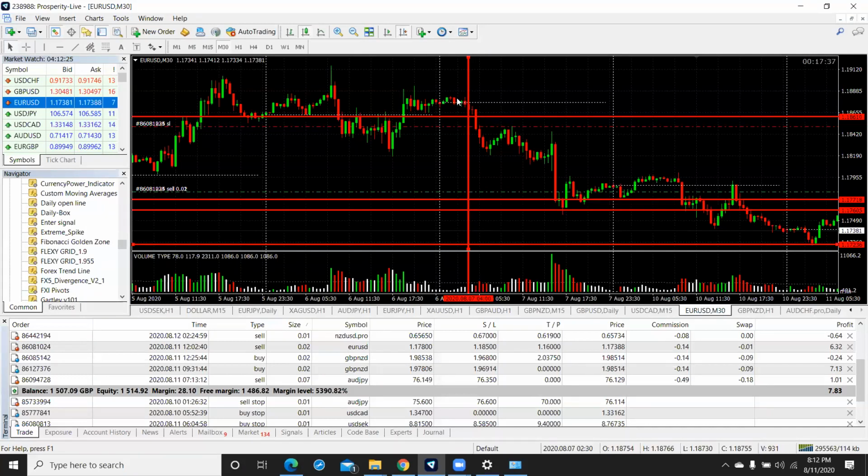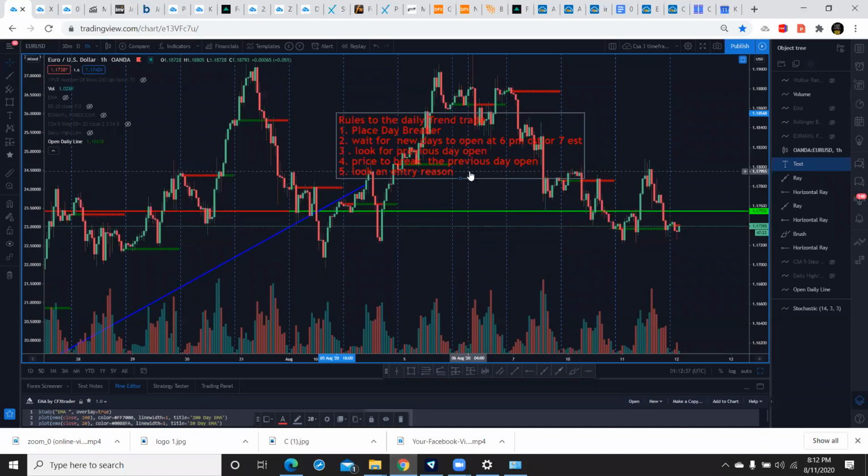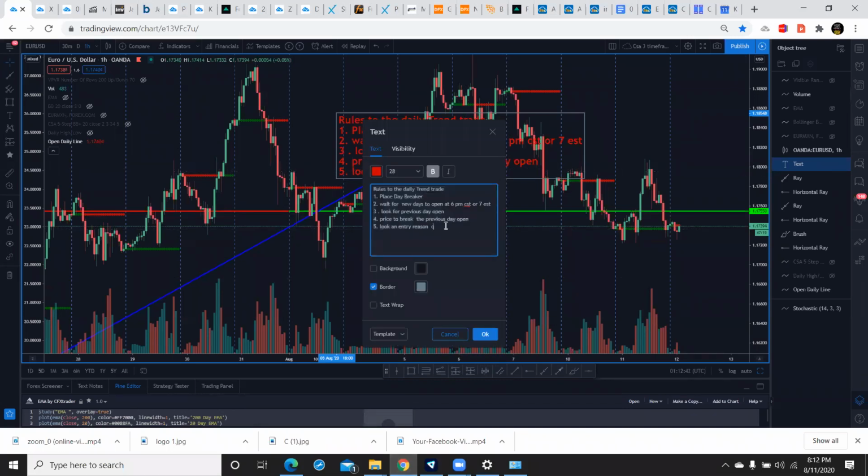So stop loss, as a rule of thumb, you want to use it above the previous day's open, or excuse me, the current day's open. So let's jot that down real quick too. So we look for entry reason on smaller time frame.